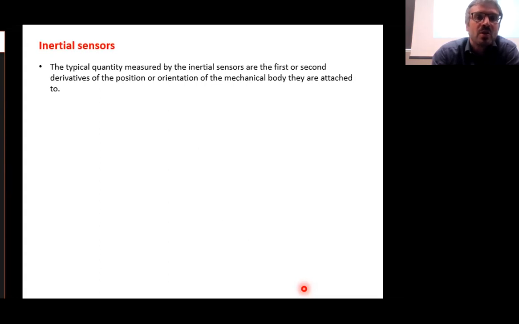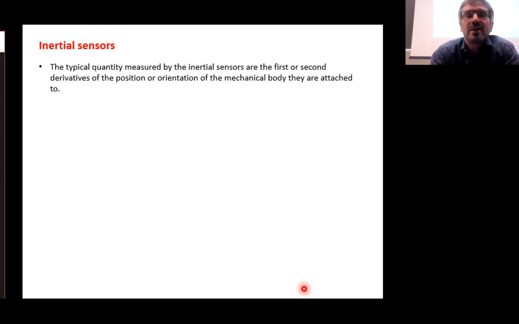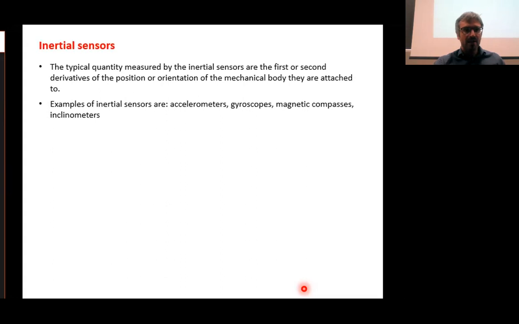And they measure these quantities of what? Of a rigid body that they are attached to. So if you want to measure the acceleration of your base, of your mobile robot, you attach an accelerometer solidly to a certain point of the base. And as I said, there are accelerometers, gyroscopes, inclinometers, and magnetometers.